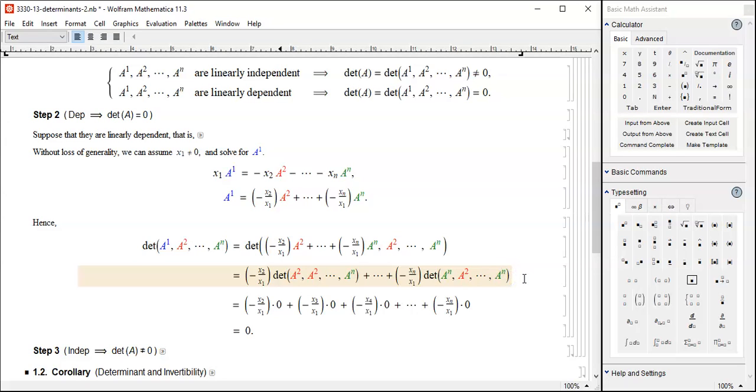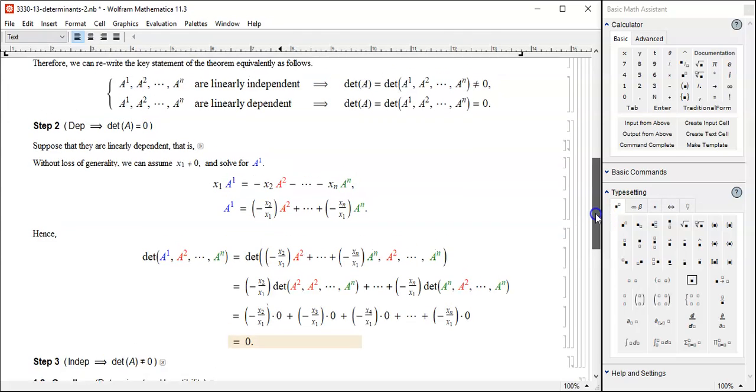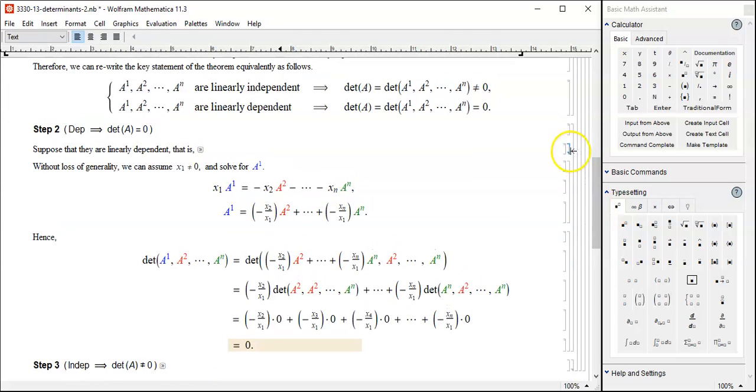So what do we have? We have a bunch of determinants with at least one duplicate column: a2, a2, or a3, a3, a4, a4, and so on and so forth, in the end, an. They're all zeros because of the alternating property. So what do we have? Adding a bunch of zeros, we get 0. Determinant of A is, therefore, 0. That completes the proof.